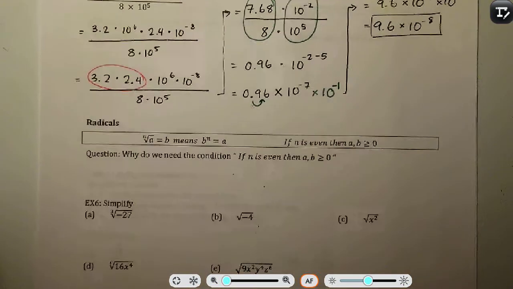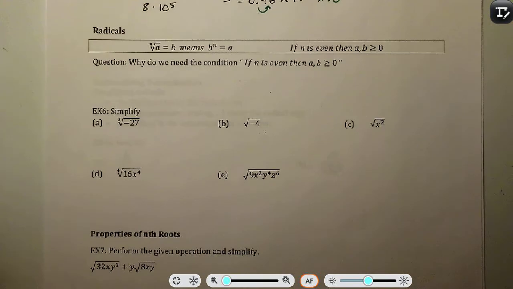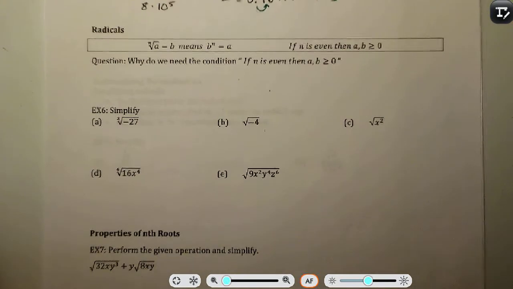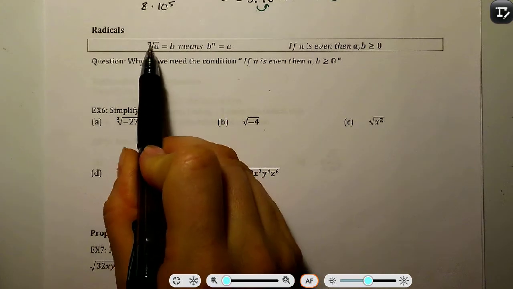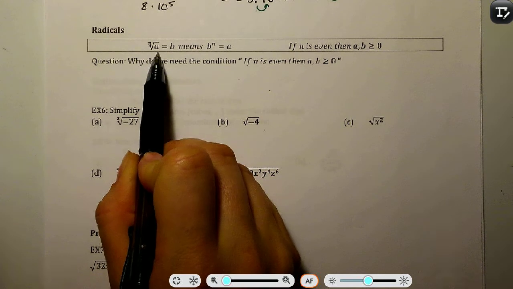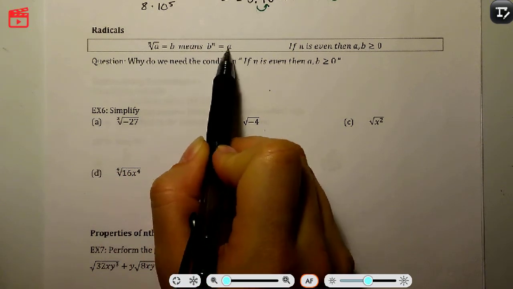All right. So now we're moving into radicals, the crazy numbers. Okay, so we have this right here. The square root, or the nth root of a equals b means that b to the n power equals a.